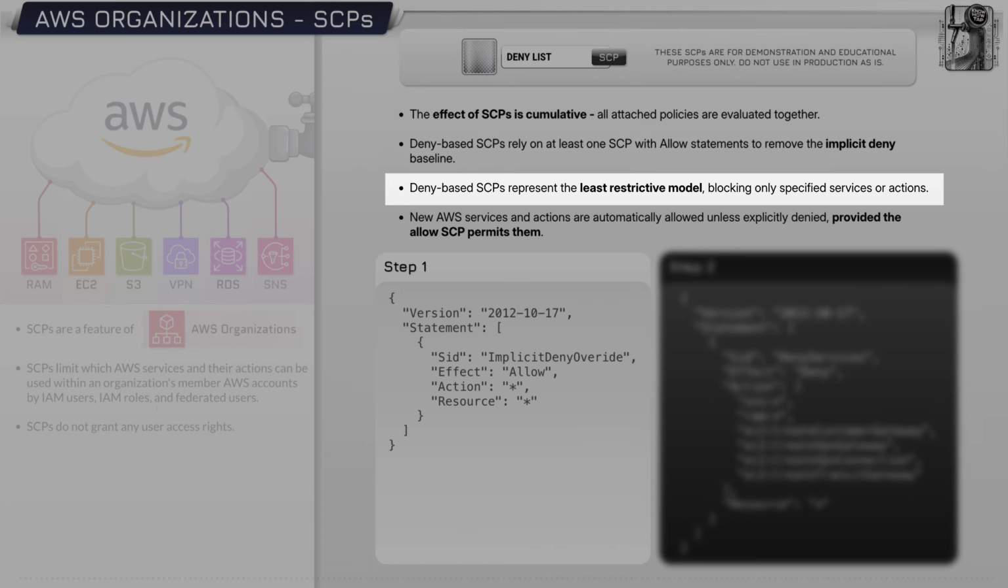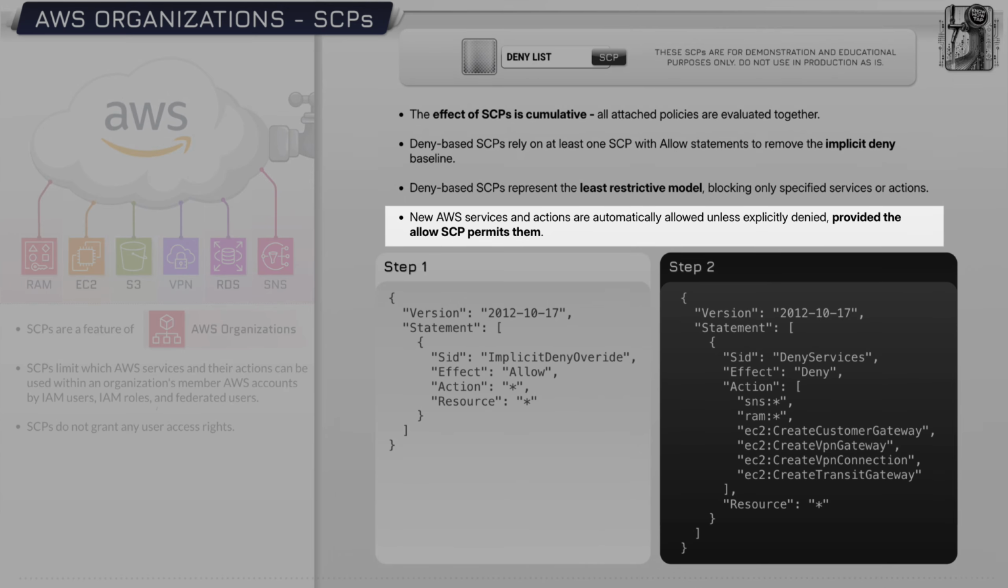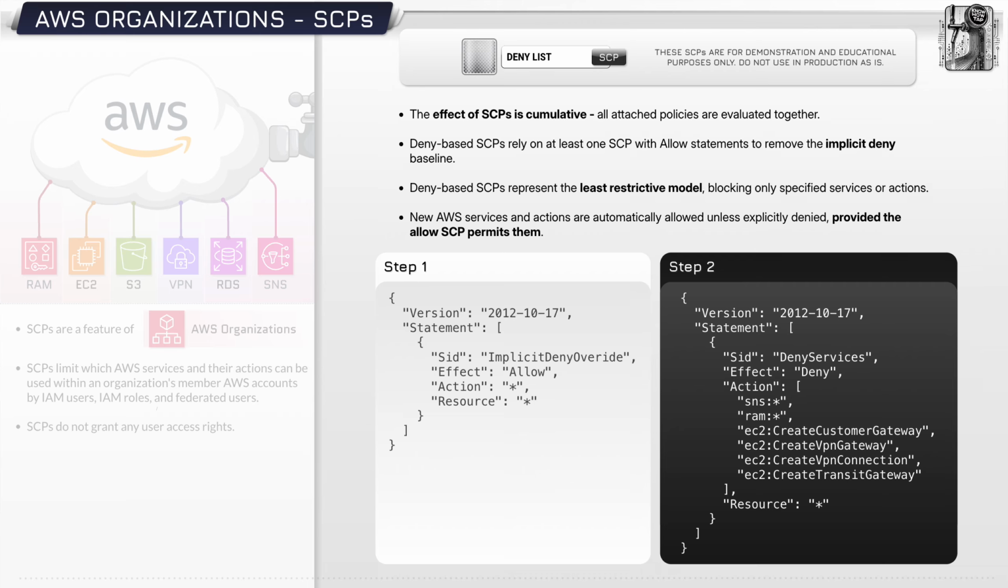Deny-based SCPs represent the least restrictive model. They block only the services or actions you explicitly list. That also means that new AWS services and actions are automatically allowed by default, so long as they are permitted by the companion allow SCP.